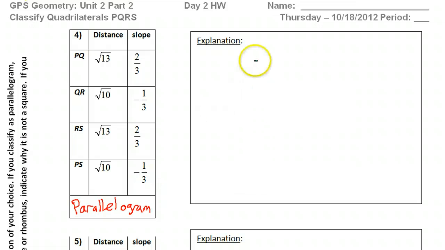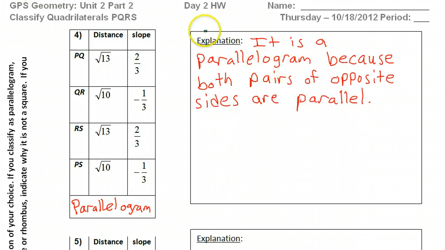Okay, that was our best classification. Now here comes the explanation. The best thing to do when you write your explanation is to use the definition. The definition of a parallelogram is both pairs of opposite sides are parallel. So we could just say it's a parallelogram because both pairs of opposite sides are parallel. Of course, we knew that, but from looking at the slopes and seeing that the opposite sides have the same slope.